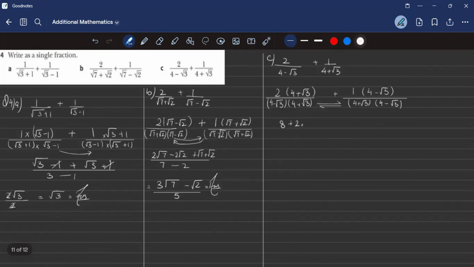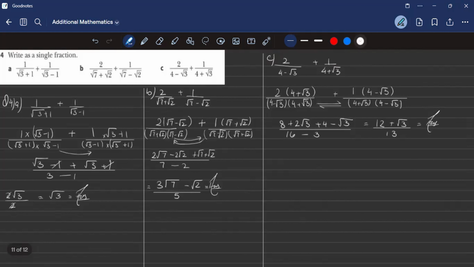plus 2 under root 3 plus 4 minus under root 3, divided by, what is a plus b, a minus b is equal to a squared, 16 minus b squared, under root 3 squared is equal to 3. So we are going to get 8 plus 4, which is 12. And what is 2 under root 3 minus under root 3? It's equal to plus under root 3, divided by 16 minus 3. This is equal to what? 13. 12 plus under root 3 divided by 13 is your answer for part C.